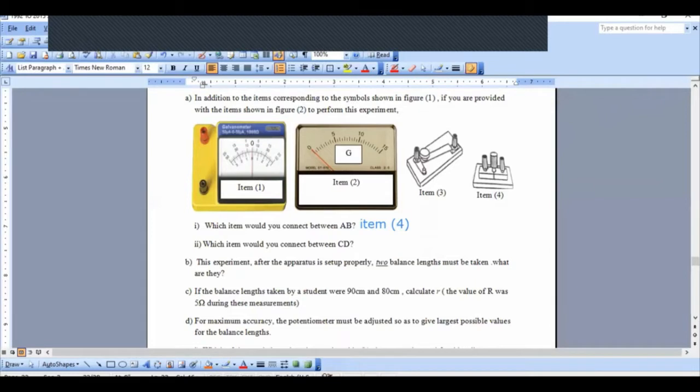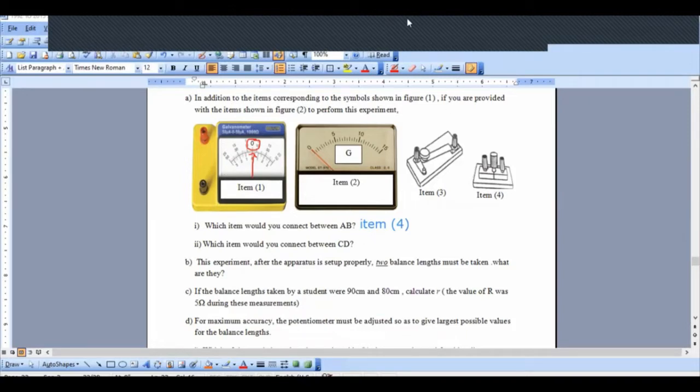First one. First one, yes dear, why not? Can't you see this zero? If you want, I'll increase the size, you see? Zero is at the middle, the pointer is here. Center zero galvanometer. So item number 1 should be used here.